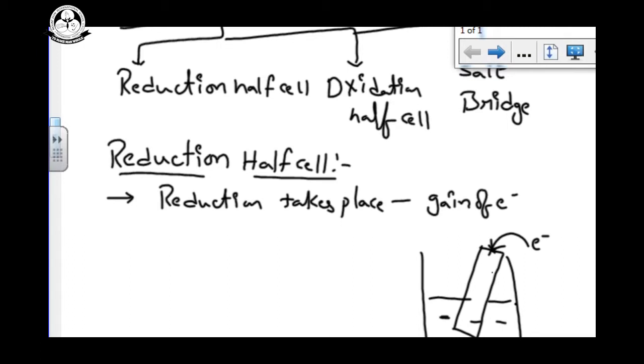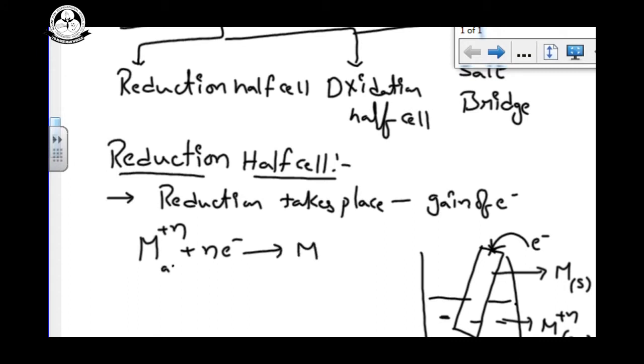Now this is our metal, a solid, and this is the solution containing metal ions, that is aqueous. Whatever metal you are taking, the same metal's solution only we take. Reduction means gain of electrons. So we can represent it with a general representation: metal ion in the aqueous medium becomes metal. That is called reduction.